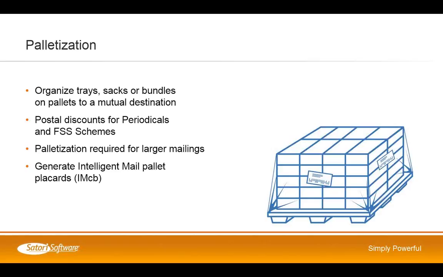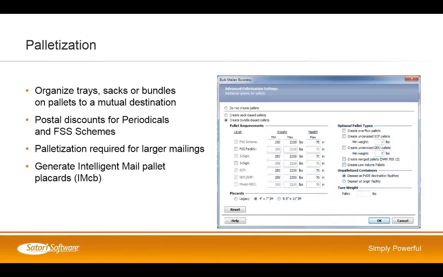The other thing our palletization add-on does is generate the Intelligent Mail placard for your pallets, and that'll allow you to get the visibility and also the full service discount for that mail. To access the palletization add-on, it's available in the Mail Sort Wizard, and you'll just click on the palletization button there. Then you can select whether you're using bundle or sack-based pallets, or if you're doing letters, you can select the tray-based pallet option. You can select what your minimums and maximums are for how big your pallet is. There are all kinds of other options available when you're selecting pallets there.